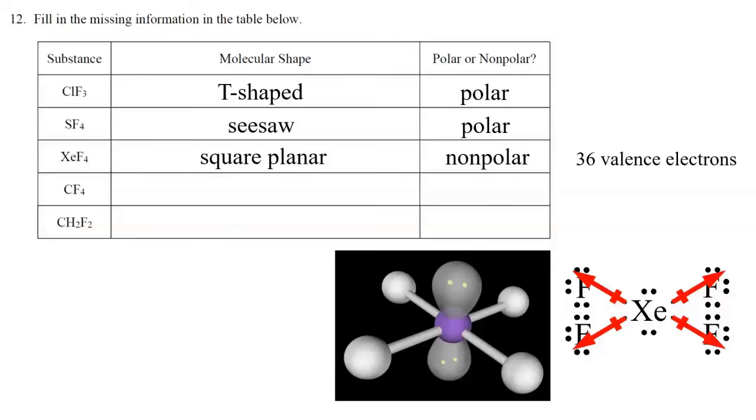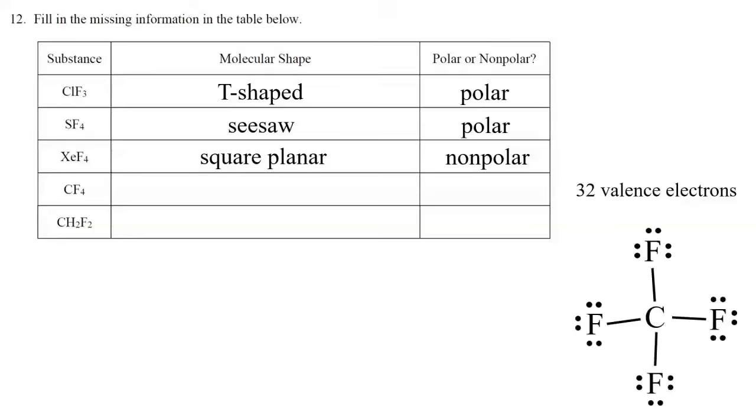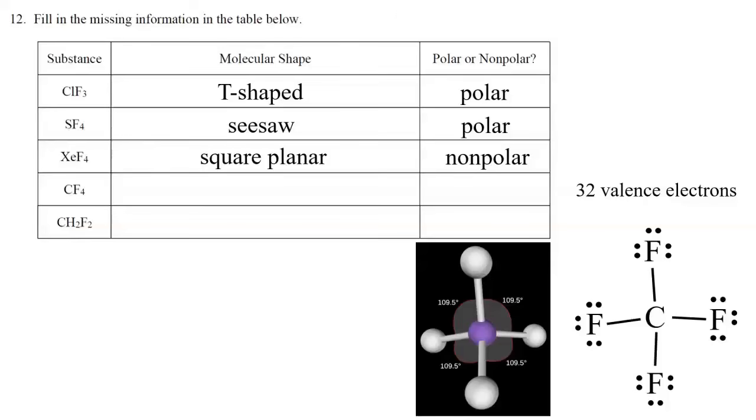All right, our next example is CF4, carbon tetrafluoride. That's 32 electrons because it's 4 plus 7 times 4. So with 32 electrons, there's not going to be any extra lone pairs on the central atom. It's just simply 4 octets. 4 times 8 is 32. The shape is tetrahedral. Everything is balanced, symmetrical.